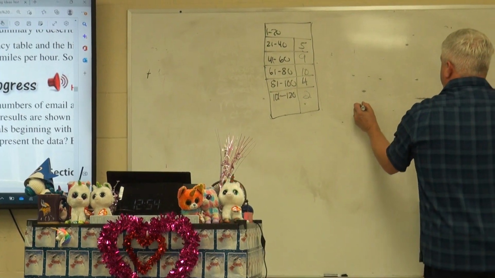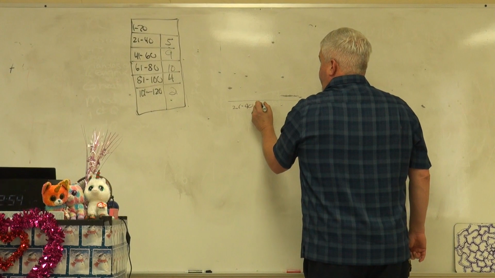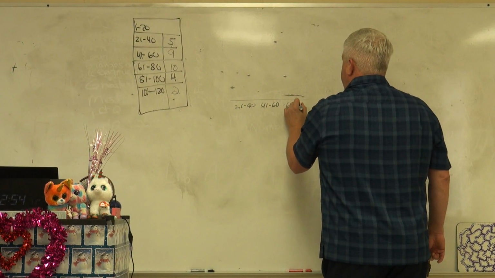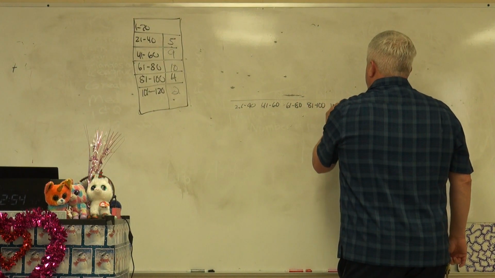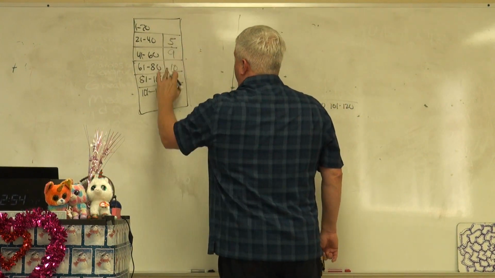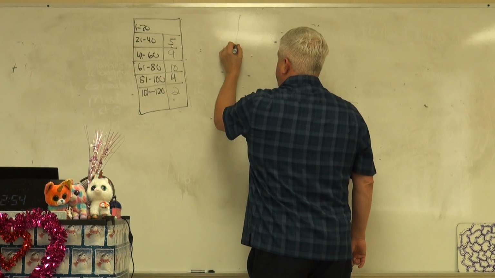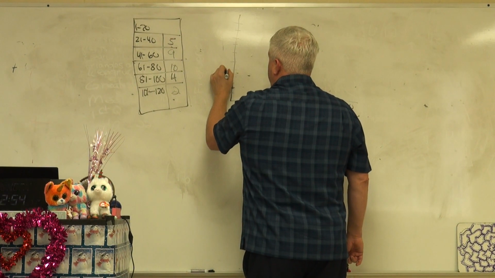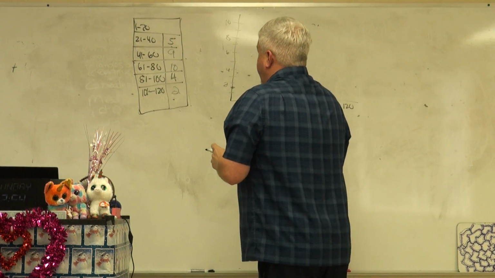Now, we make our histogram. So I've got 21 to 40, then 41 to 60, 61 to 80, 81 to 100, and 101 to 120. And up here, I'm going just by tens. 1, 2, 3, 4, 5, 6, 7, 8, 9, and 10. So 2, 4, 6, 8, 10. And I graphed it now.